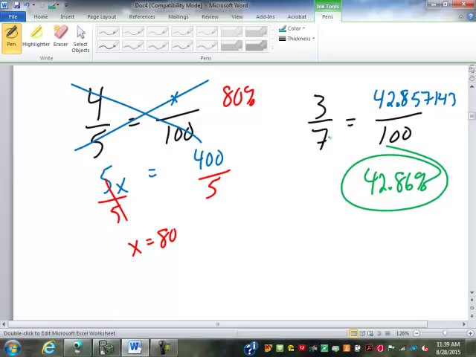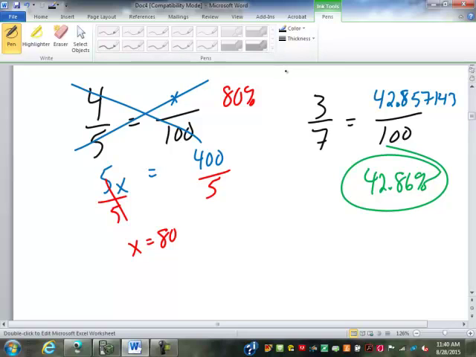You get 42.86? Good. So 3/7 is 42.86% to the nearest hundredth of a percent. Any questions?